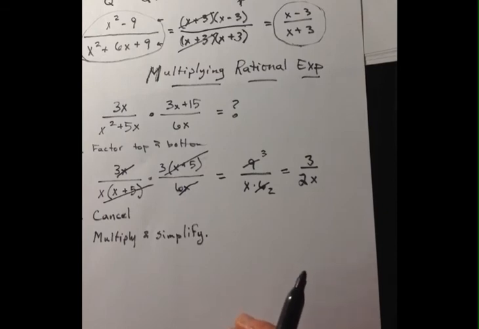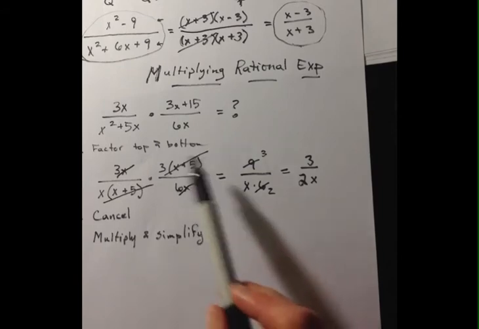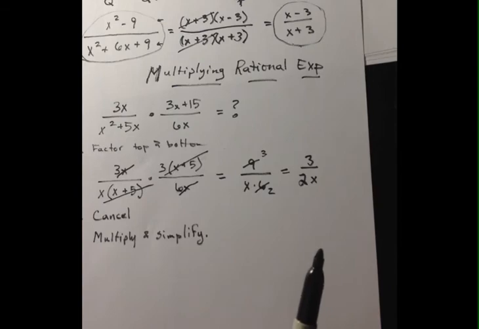Now you can do homework problems number 17, 19, 21, and 23. Some of them are more complicated than this with factoring, but it's the same basic idea.